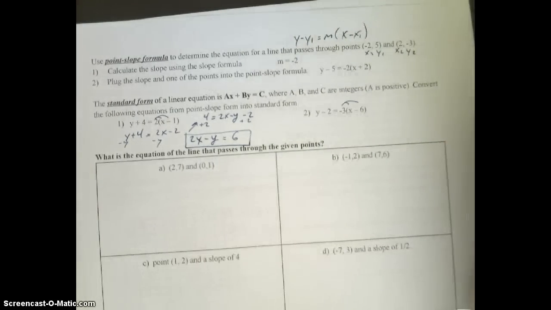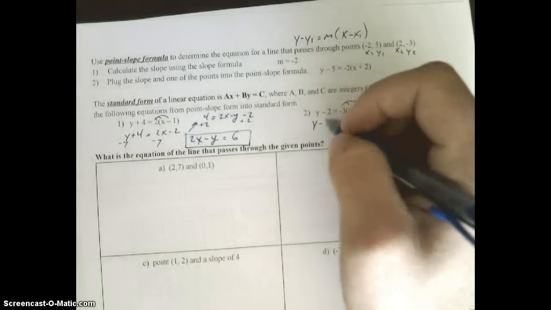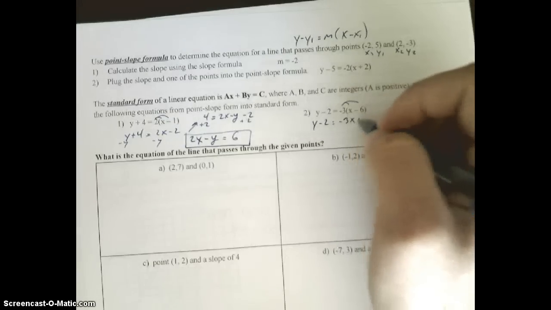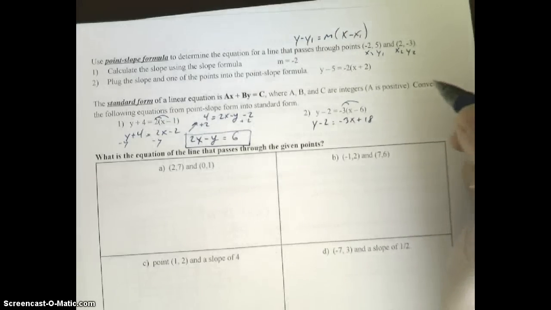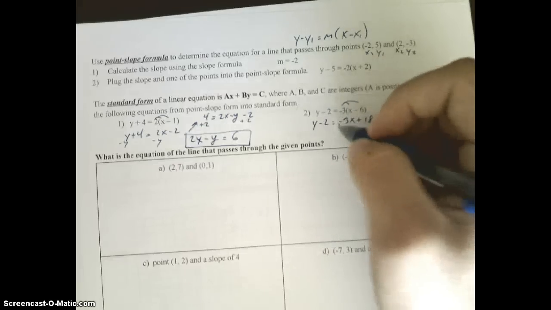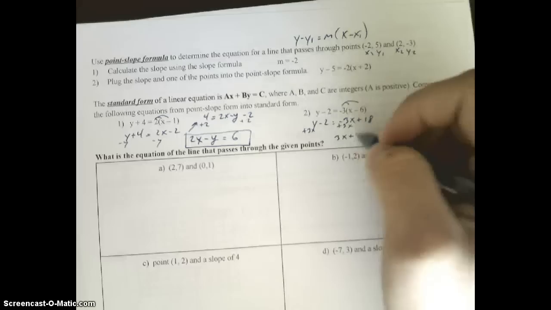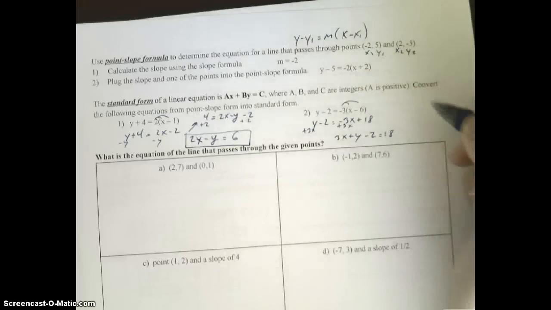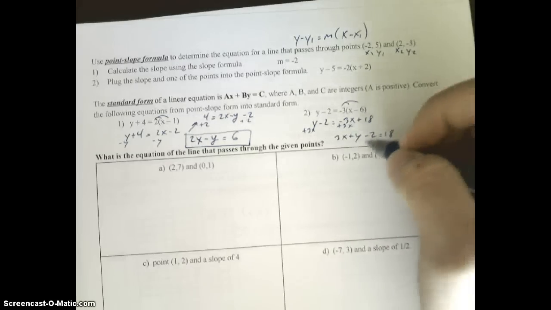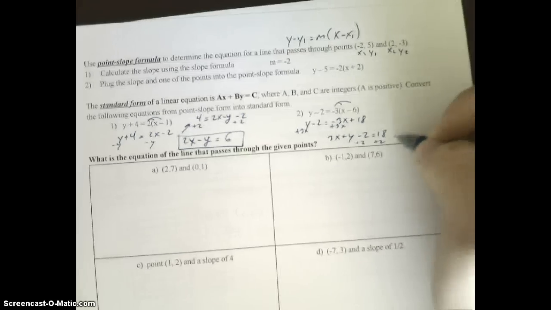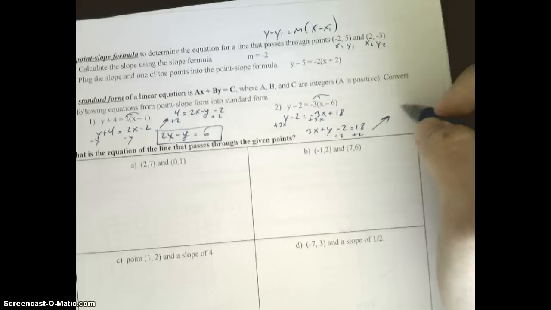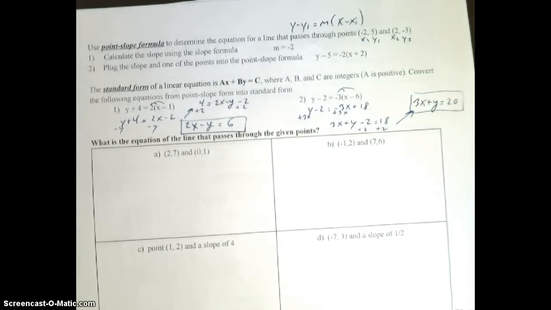Okay, you're multiplying negative 3 in. y minus 2 equals negative 3x plus 18. Here I'm going to add 3x over. So I get 3x plus y minus 2 equals 18. Add 2 to both sides. We get 3x plus y equals 20. All right, there's your ax plus by equals c form.